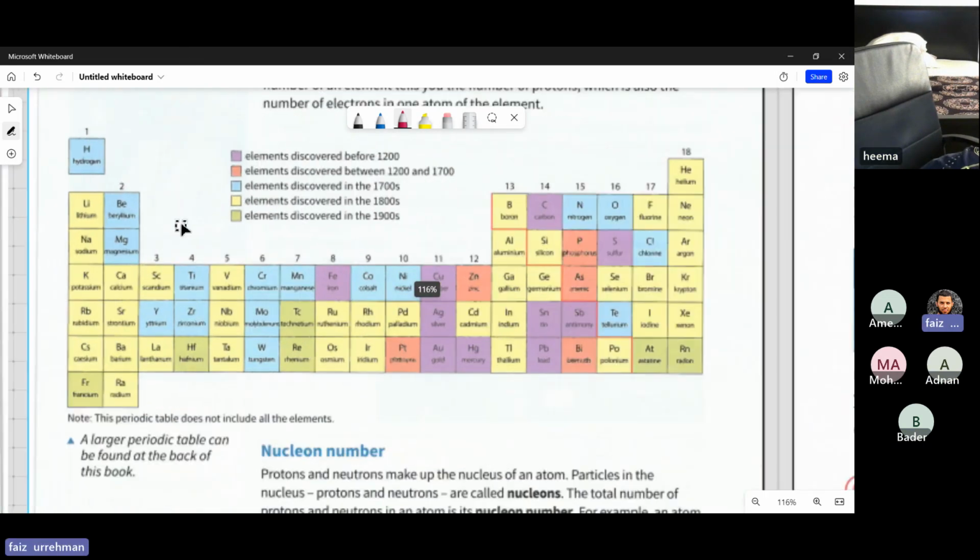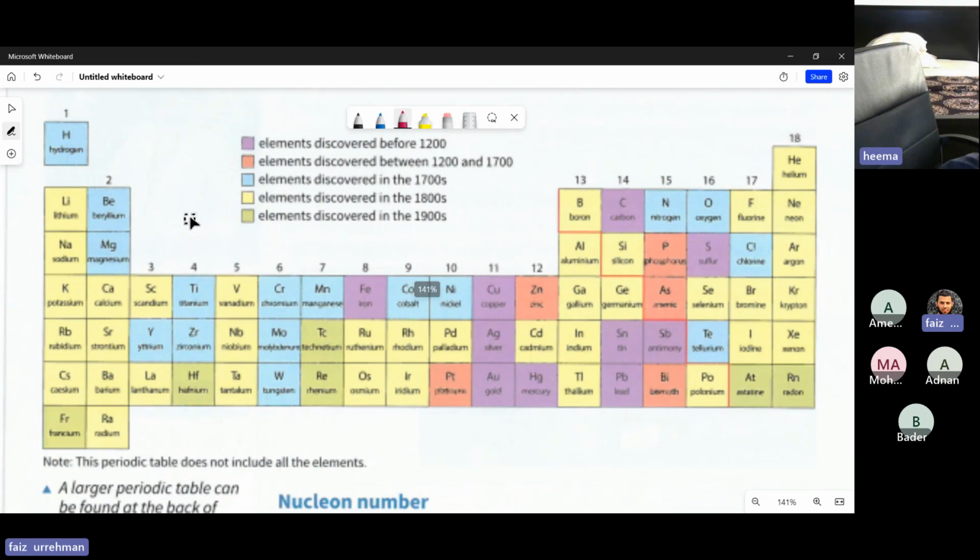So in this one, you have the elements placed in a specific place, like hydrogen is here, helium is here. Then you have lithium, beryllium, boron, carbon, nitrogen, like this.